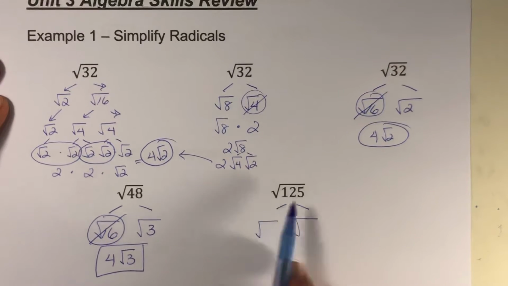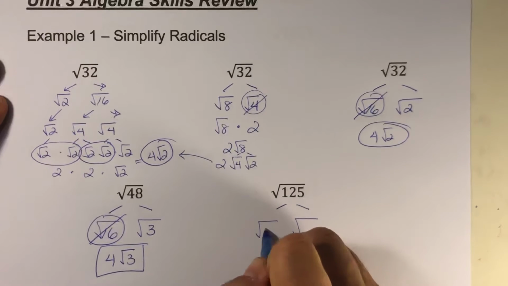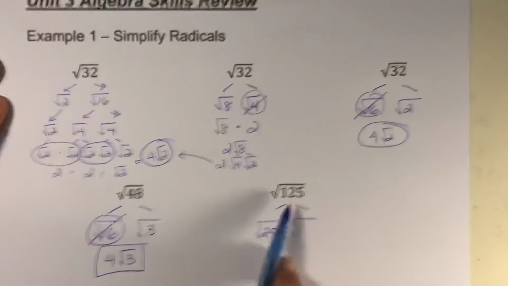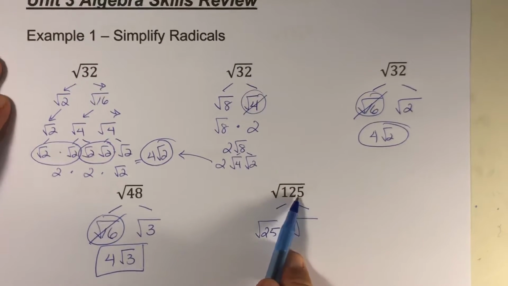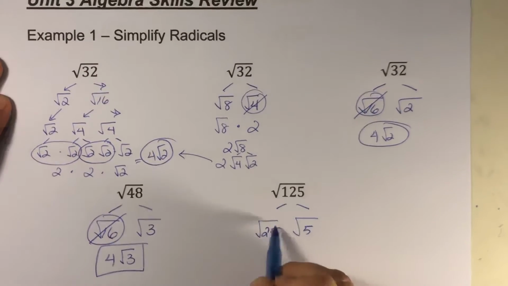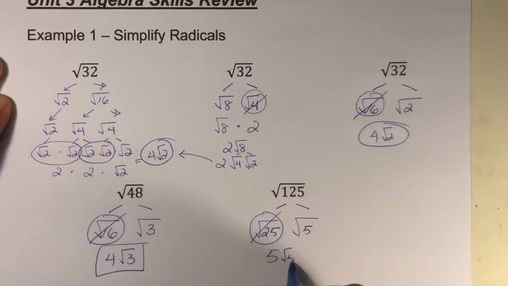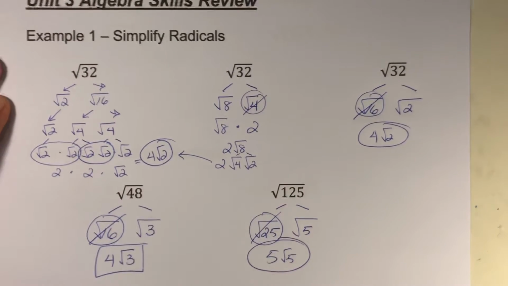All right, 125 over here, right? What is the highest perfect square that divides into 125? Good, that's going to be 25, right? How many quarters are in $1.25? 5 of them, right? So 125 is 25 times 5. That's a nice perfect square. That's going to be 5 radical 5. Final answer. All right, good.